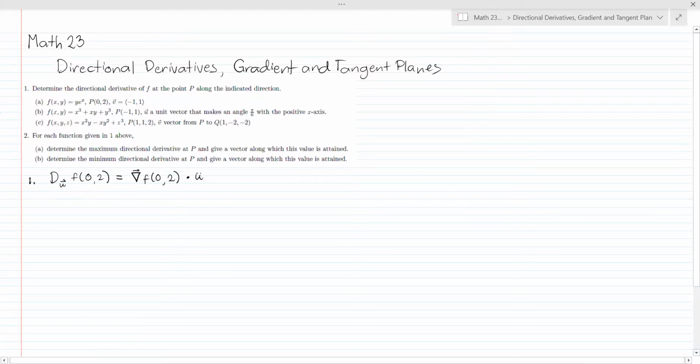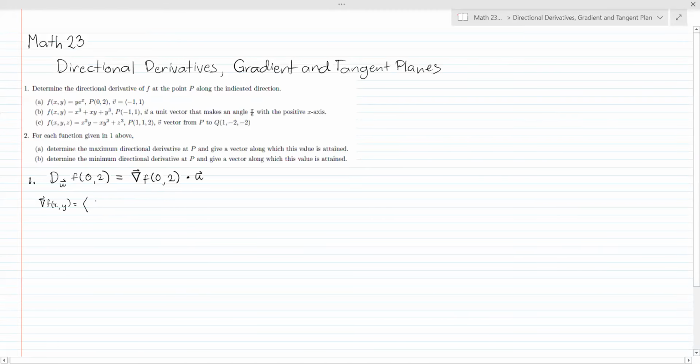Okay, so let's start with the gradient. We have f of x,y is equal to y times e to the x. What does the gradient mean? We take the x component, which is the partial of f with respect to x, and the y component, the partial of f with respect to y, with the corresponding components.